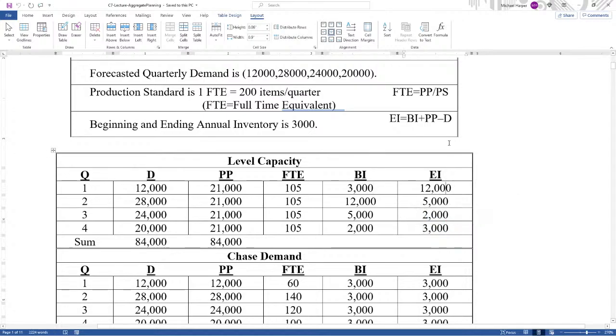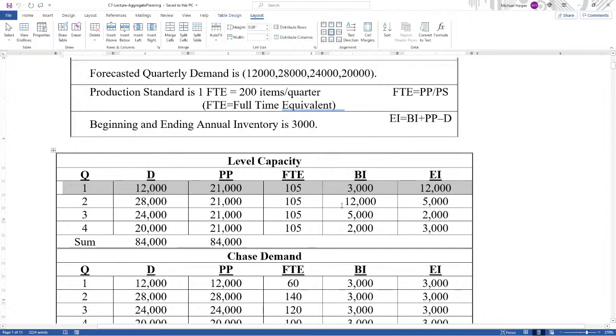Okay, then what's our ending inventory? Well, up here we see that at the end of the first quarter, our ending inventory is going to be our beginning inventory, which is what we start with, plus our production, because that production is going into our inventory, minus our demand, because that demand is coming out of our inventory to satisfy our demand, leaving our ending inventory. So 3,000 plus 21,000 minus 12,000 equals 12,000.